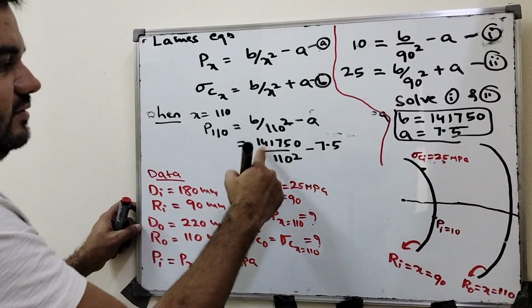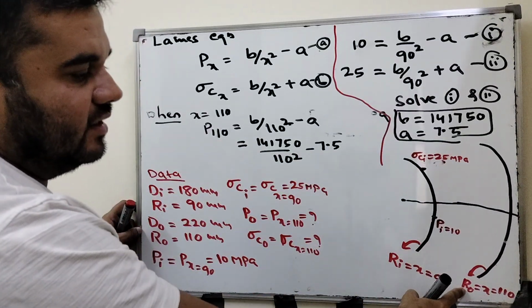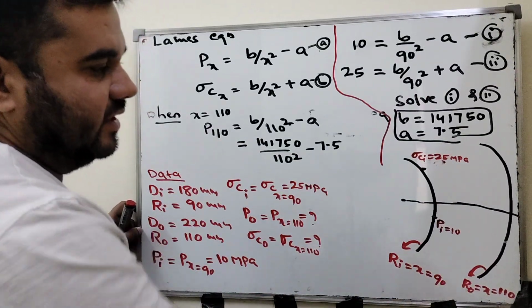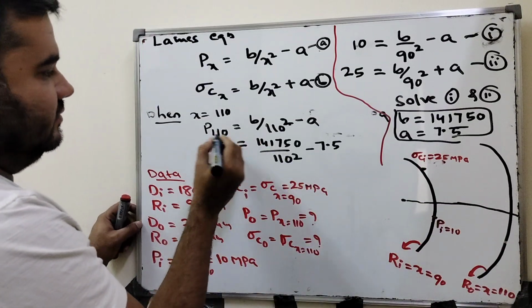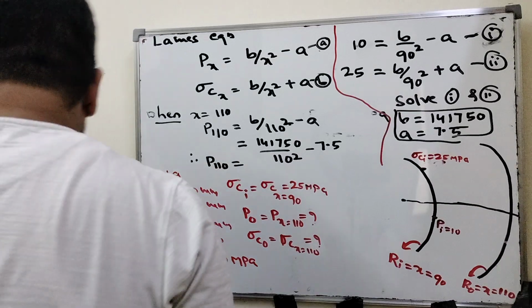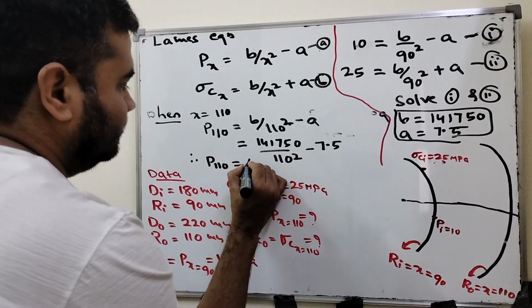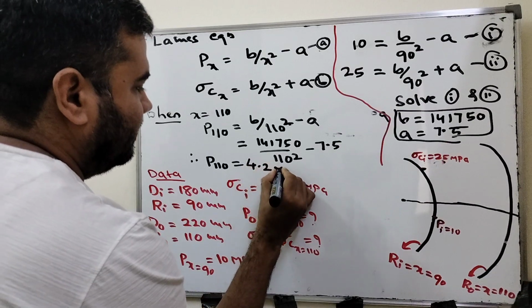Calculate the right side and we will get the pressure at the outside, x equal to 110, that is p naught. Therefore, p at 110, after calculation, we will get 4.2 MPa.